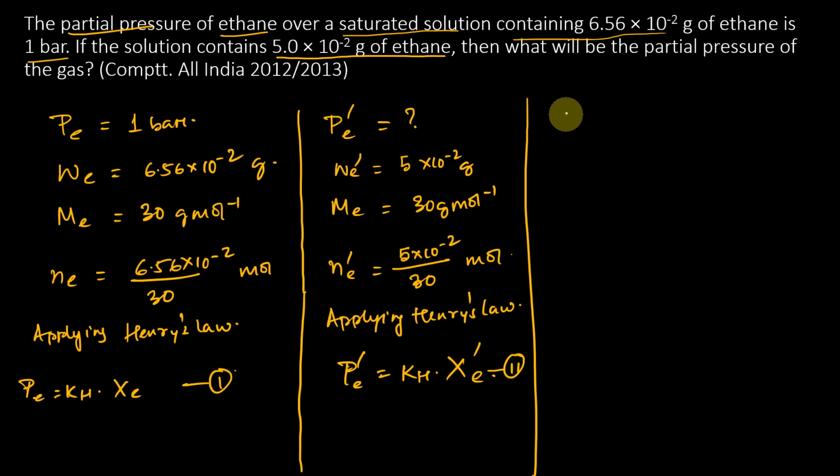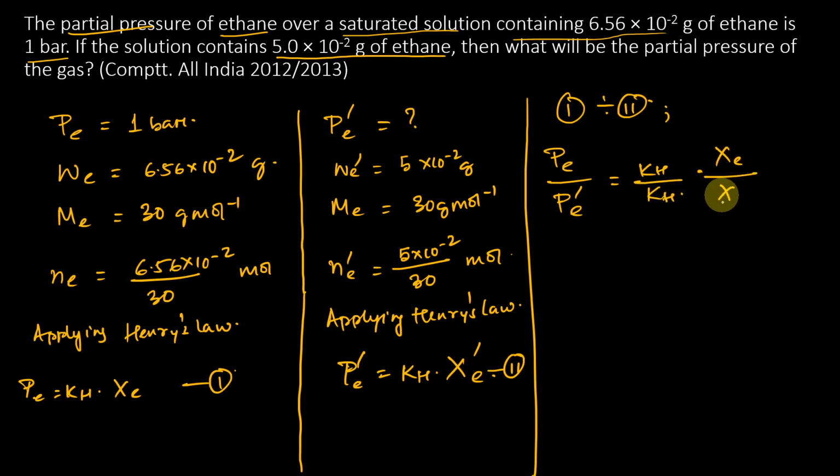Now what to do is divide 1 by 2. Make this division to find the answer. So PE divided by P dash E is equal to KH, which will remain constant, into mole fraction of E divided by mole fraction E dash. Correct, so KH gets cancelled. PE is how much? This is 1.